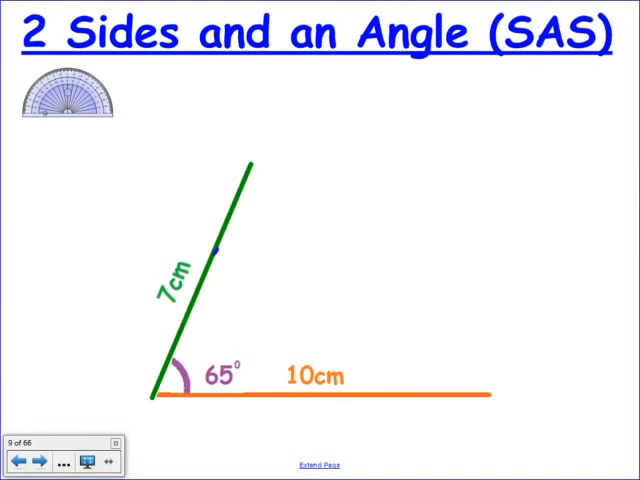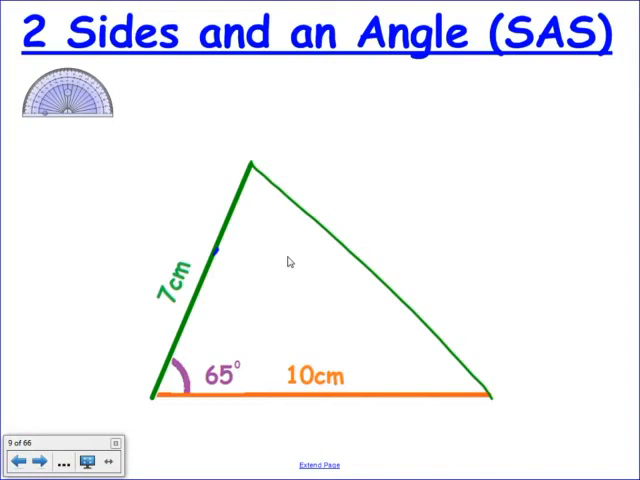Does that make sense? So you draw your baseline, you measure your angle, you draw your next line. But I haven't got a triangle yet, so what do I need to do? Just join it up. Okay, just join that end to that end, and that completes the triangle.